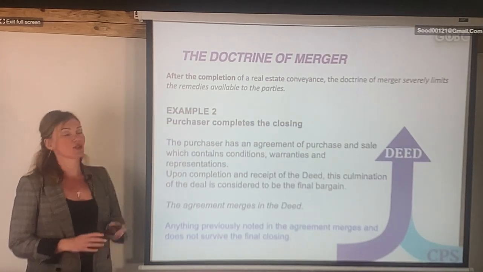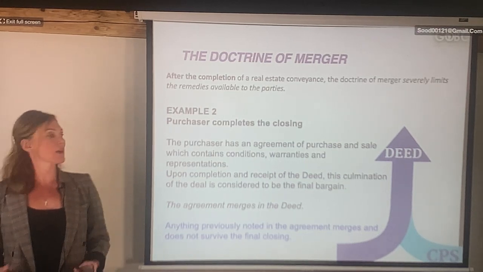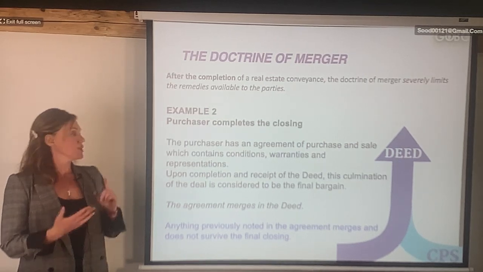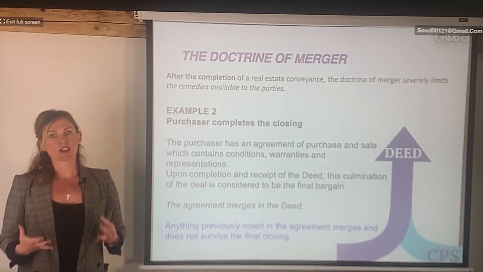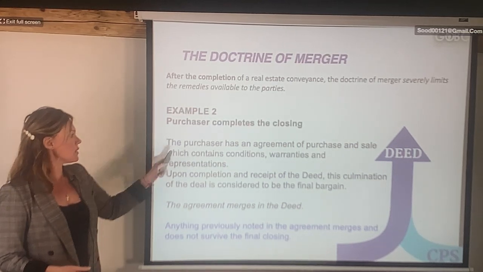Example number 2, that's when it comes to purchasers, right? When they complete on the closing date. So that kind of applies to real estate more when it comes to sales. It says the purchaser has an agreement of purchase and sale, which contains the conditions, the warranties, representations. So this is our contract when we include different things in there, right? The warranties that you're going to pay in my house, right? I'm actually going to give you a different story.